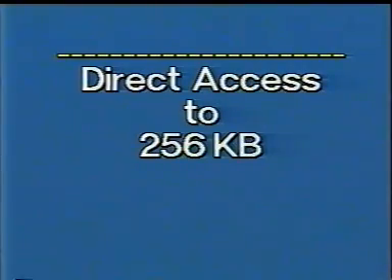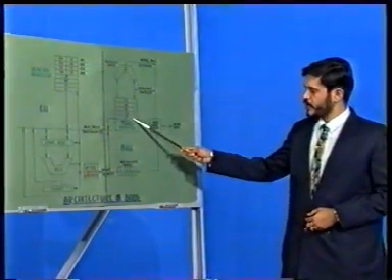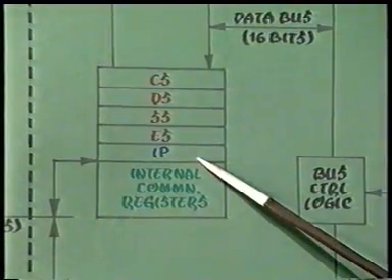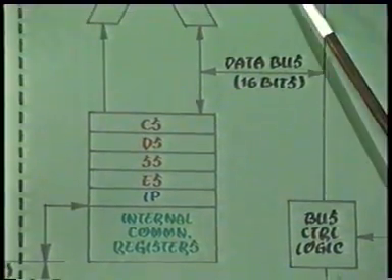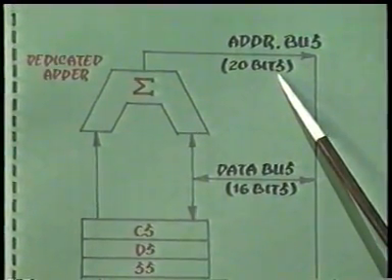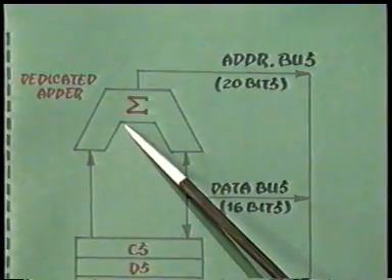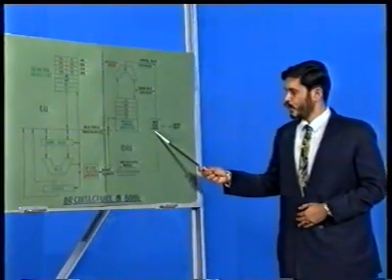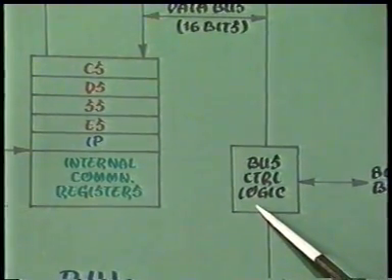8086 can directly access 4 segments of up to 64 kilobytes each, that is, 256 kilobytes within 1 megabyte at a particular time. The 16-bit instruction pointer IP is used to address the next instruction to be executed by the microprocessor. Since the address bus in 8086 is of 20 bits, the dedicated adder is used to generate the 20-bit memory address. The bus control logic is used to generate the various bus control signals like memory read and write and I/O read and write.